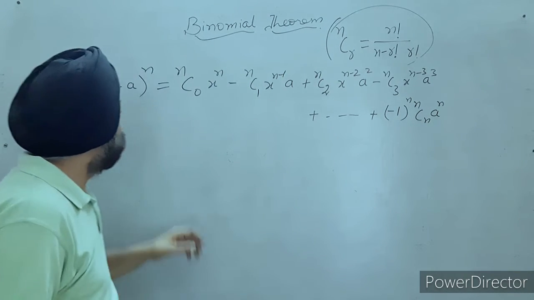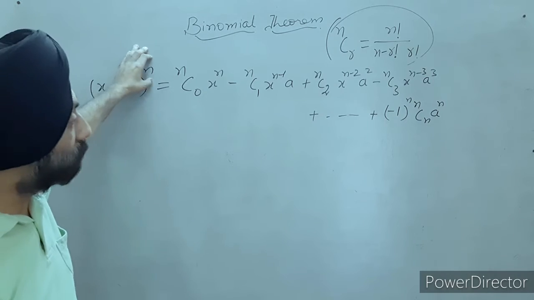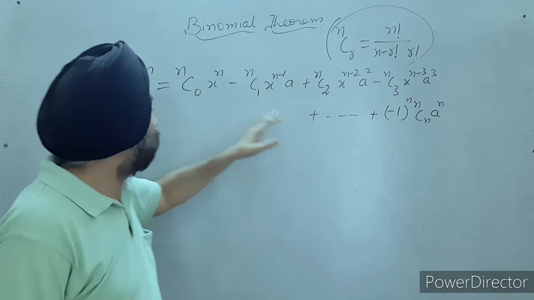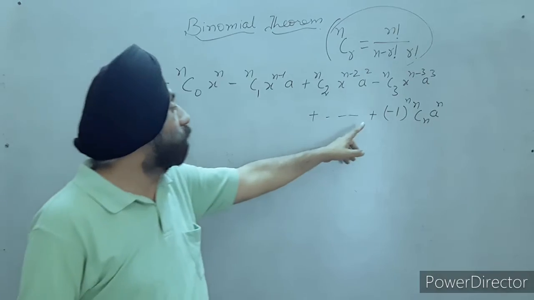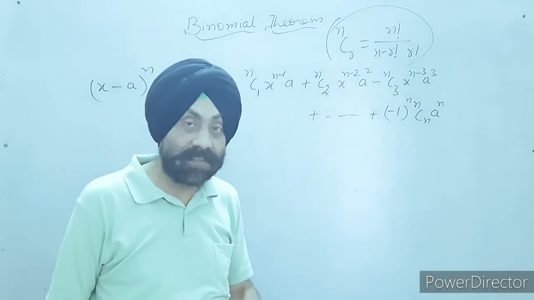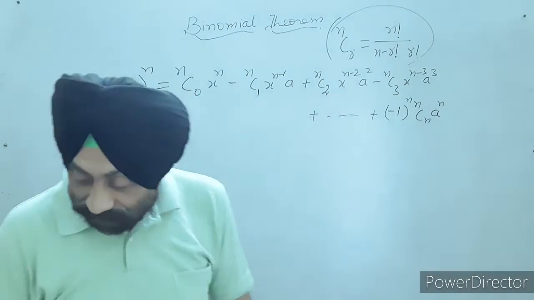Why have I written minus 1 raised to power n? I have given you the reason: if n is odd, then there will be a negative sign here, and if n is even, then it will be a positive sign over here. Is it clear? Right.